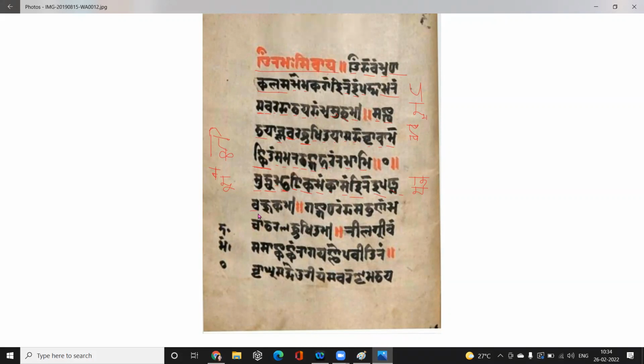Then here we have Va. Then Ka. This is Ka written on the top. And then Ta, and Ra together. So this is Va, Ka, Tra. Ta is also there, and there is a Ra matra attached to Ta, like this. And then Ka, Ma. Vaktra, Kam.